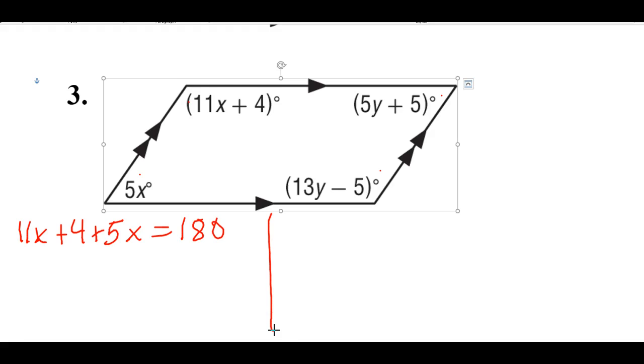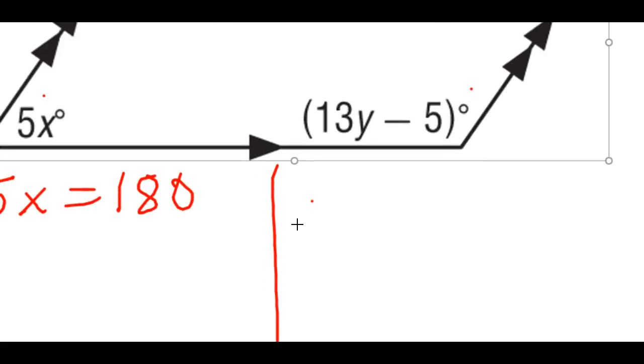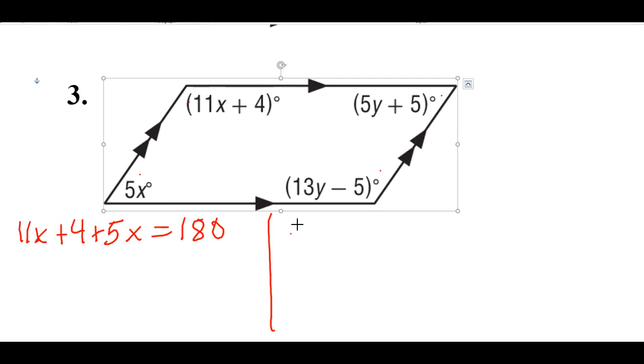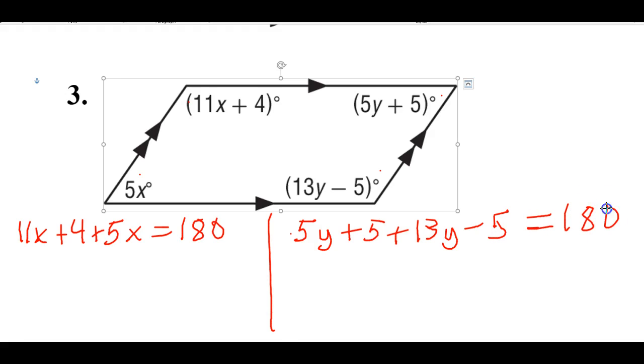Okay? Next we have 5y plus 5 plus 13y minus 5. Right? I add those two together, they're going to equal 180. So I want you to finish the algebra for those from here on your own. If you did that correctly, you would have 16x plus 4 equals 180. Subtract 4 from both sides.